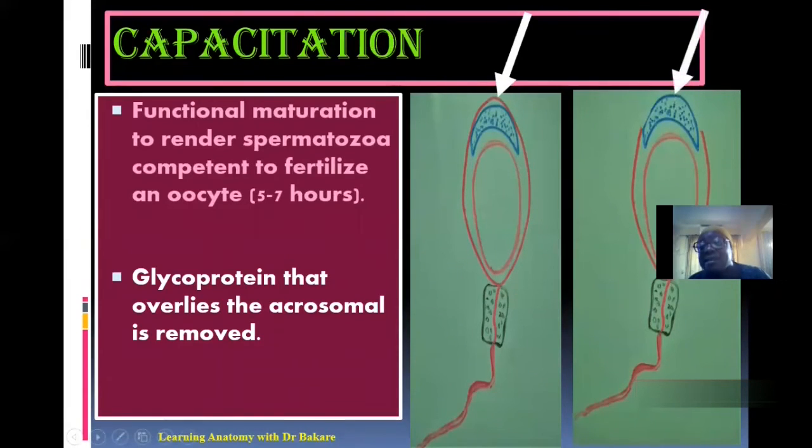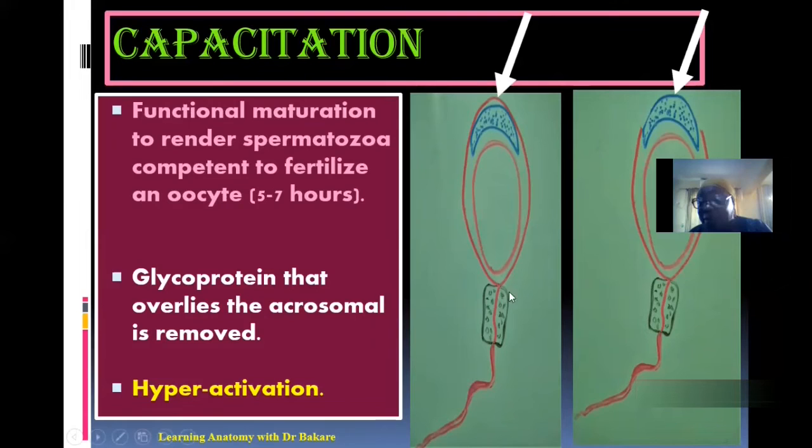This is the glycoprotein coat still intact in this sperm cell, and in this sperm cell, the glycoprotein coat is being removed. This process of removal of the glycoprotein coat is called capacitation. What does this structural occurrence give to the sperm cell? It allows the sperm cell to be hyperactive. As soon as this is removed, they become very active.